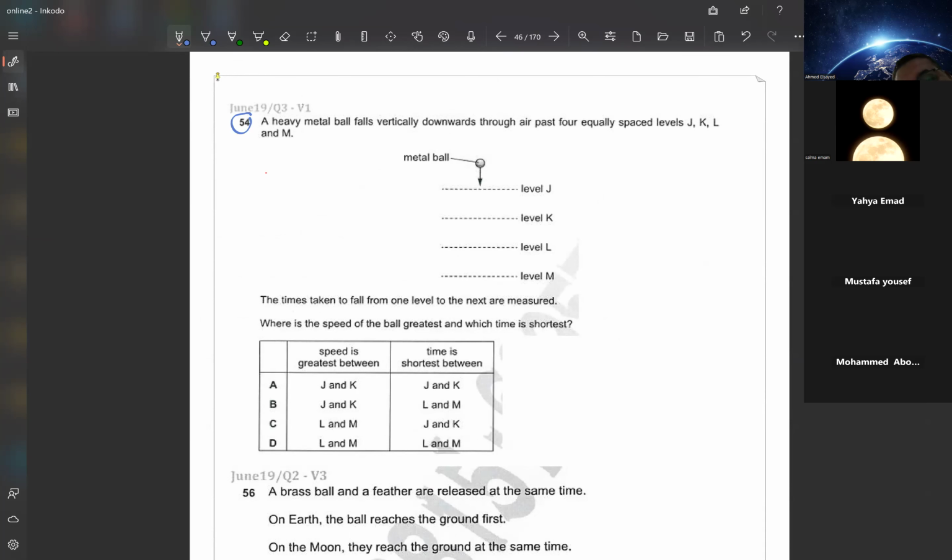D. So we need the greatest speed. Where is the greatest speed? Because as the ball is falling, due to acceleration equal to g, speed increases. So the highest speed will be at the lowest point. Yes, so it will be between L and M. And also because it has the highest speed, it will be the shortest time. This is why we have to choose D.